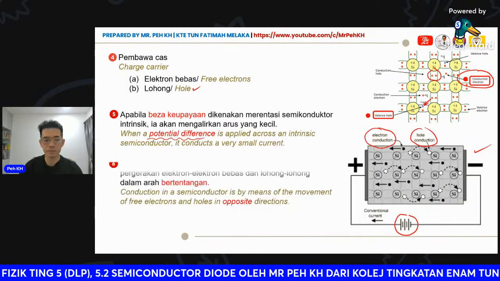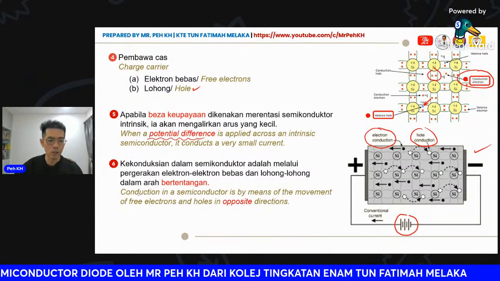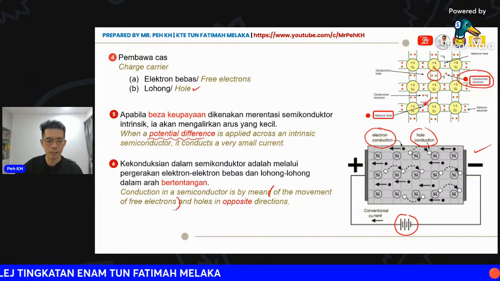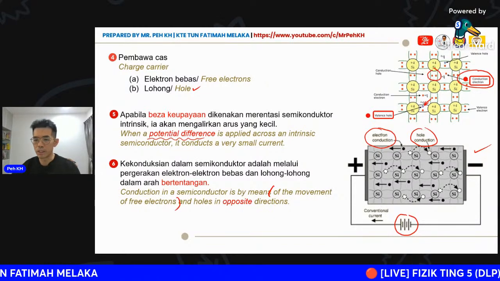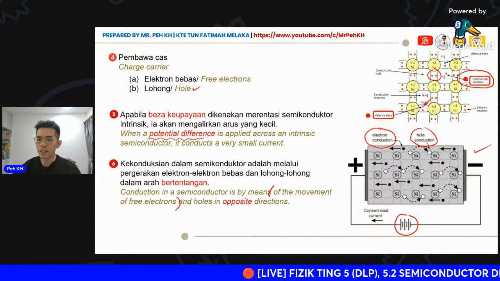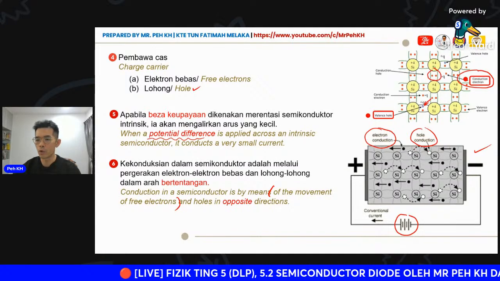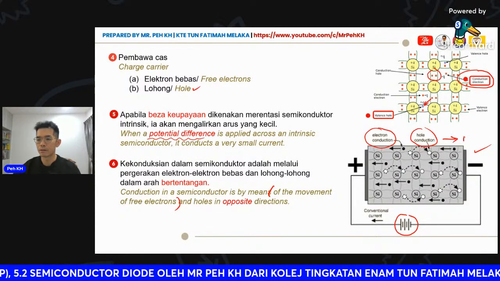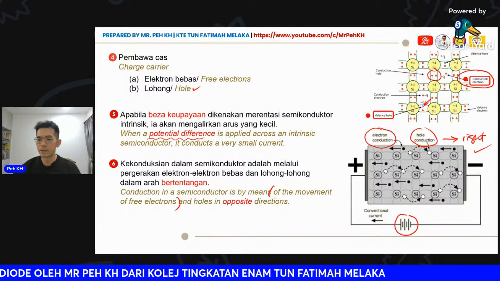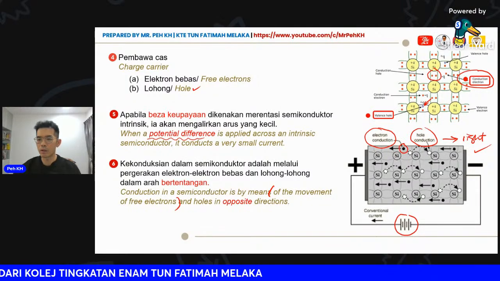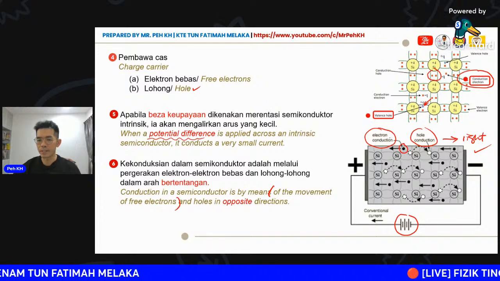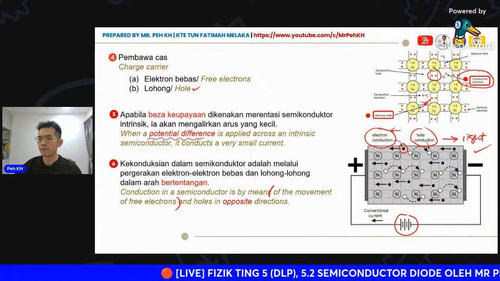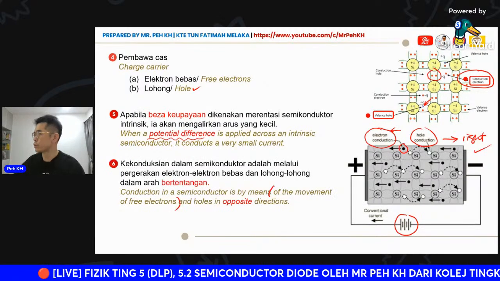Okay, so look at sentence number 6. Conduction in a semiconductor is by means of movement of free electrons and holes in opposite directions. So in this figure, you can see the dashed line is the motion of the hole conduction, which is a hole here. It's moving in the right direction, while the black dot represents the electron moving to the right side. So when there is a flow of electrons, the current will be produced.